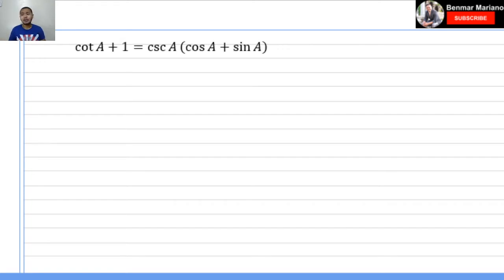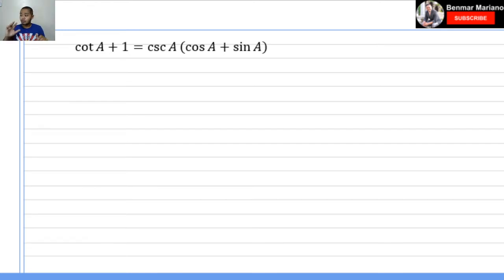So we have here cotangent A plus 1 is equivalent to cosecant A times the quantity of cosine A plus sine A. Our goal in proving trigonometric identities is that the expression on the left side must be equal to the expression on the right side. So we can show that one with the use of the reflexive property of equality. The reflexive property of equality is saying that whatever you see on the left side of the equation must be the same with the one that you will see on the right side of the equation.